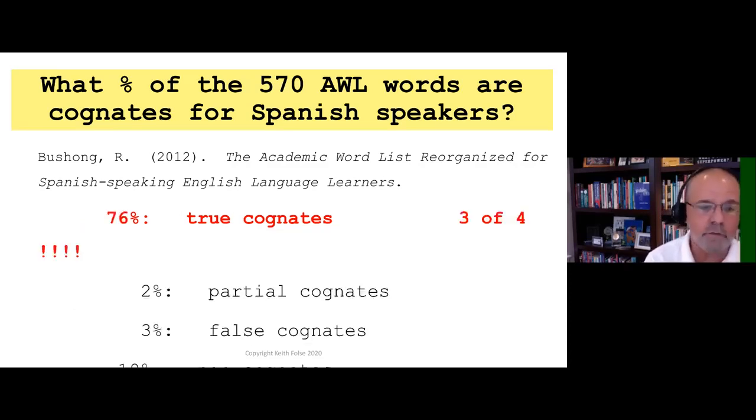Well, the answer here for true cognates is 76%. Sorry, the slide moved like that. But roughly, what do we have? Roughly three quarters of the words, and only 2% partial, 3% false cognates. And I think it was 10% might be, I can't read the number down there. That might be false cognates.